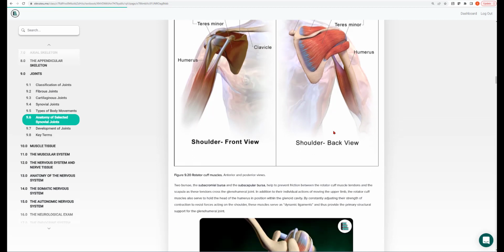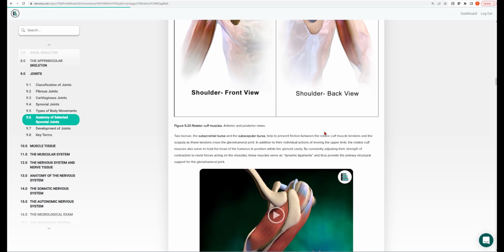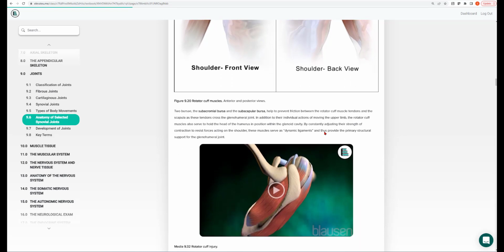So you'll definitely be learning all of those muscles and how they fit into the scapula. And no surprise, because of all these muscles and tendons and ligaments sitting around, there are some bursa. There's a subacromial bursa and a subscapular bursa. As their names suggest, subscapular is under the scapula, subacromial is under the acromion.